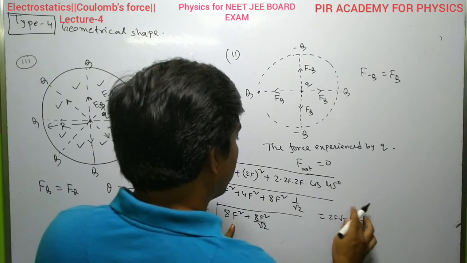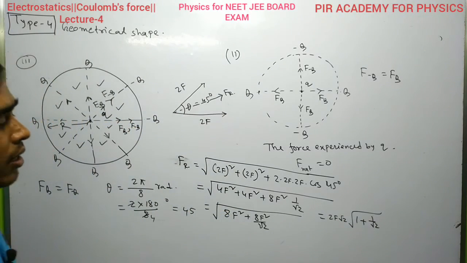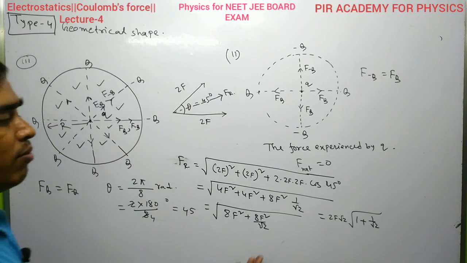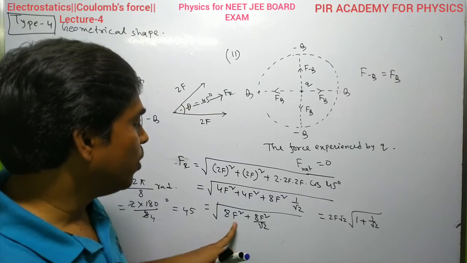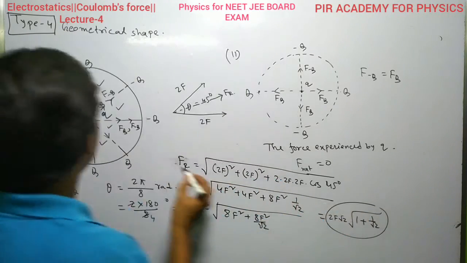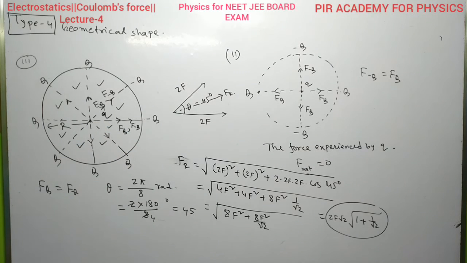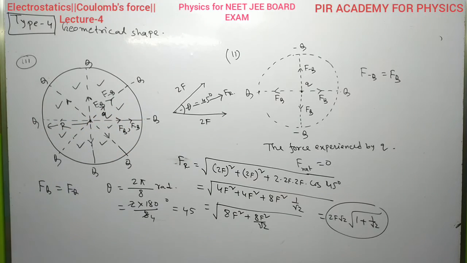So it will be 8F square into 1 plus 1 by root 2. If this 8F square is taken outside the root, then it will be 2 root 2 into F, times the root of 1 plus 1 by root 2. This is the resultant force on this Q. In this way, if another two charges are minus, you can calculate the force on charge Q. This is problem number 3.